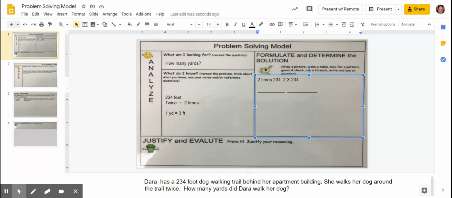So it doesn't matter that it doesn't look like a dog walking path, it just has to represent it. So 234 here and 234 there. And then I know I need to put those together. And putting them together is another type of problem. When you put numbers together, it's addition. So you might do 234 plus 234.